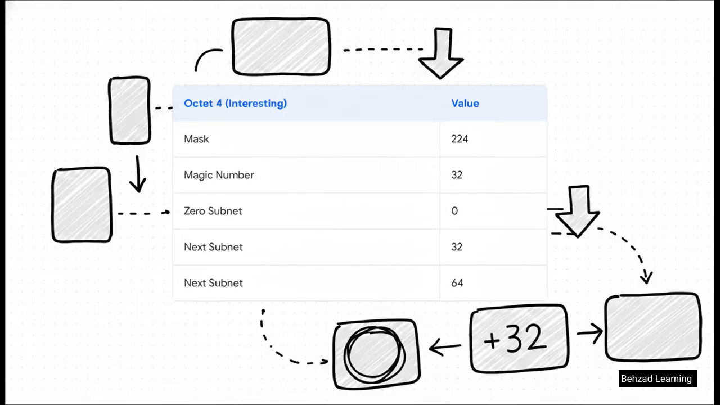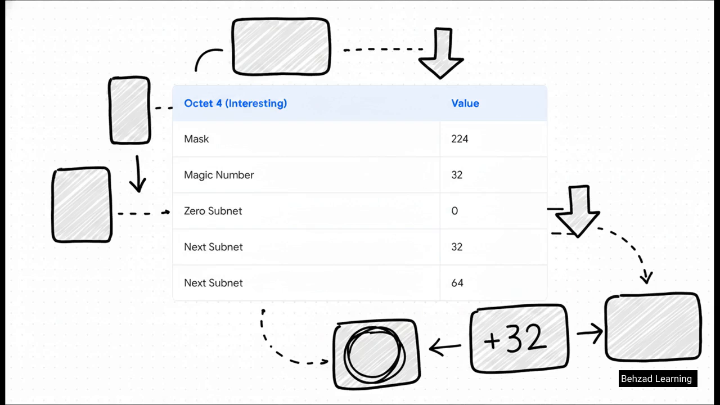Say we have a mask of 255.255.255.224. That fourth octet, the 224, that's our interesting octet. So, 256 minus 224 gives us our magic number of 32. Boom! Our very first subnet, the 0 subnet, starts at 0.